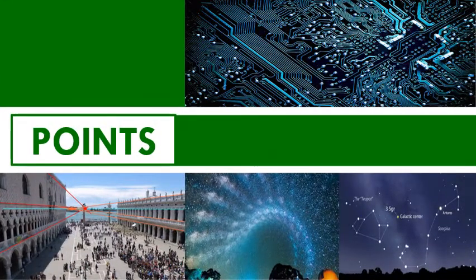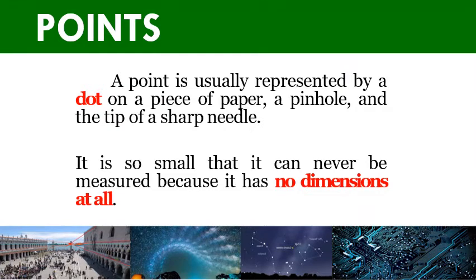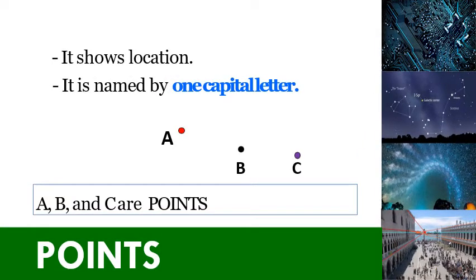So we have points. Let's start with points. A point is usually represented by a dot on a piece of paper, a pinhole, or the tip of a sharp needle. It is so small that it can never be measured because it has no dimensions at all. Maybe you have seen in drawings that it is elaborated a bit, made bigger. But generally, it is just a dot or a tiny part. A point shows location and it is named by using one capital letter.